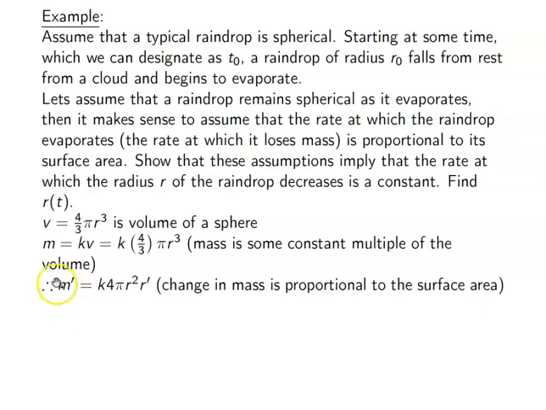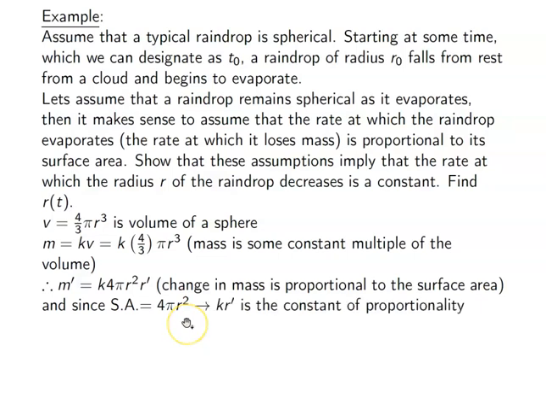Okay, surface area is 4 pi r squared. So the change in my mass is proportional to a constant multiple of the surface area. So that means that this constant multiple of r prime is the constant of proportionality, right? So I'm gonna say let lambda equal this constant of proportionality. Then I can change this to the change in the mass is some constant multiple of the surface area.